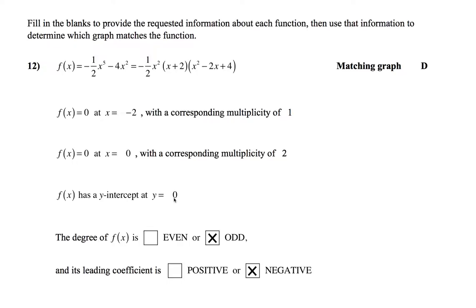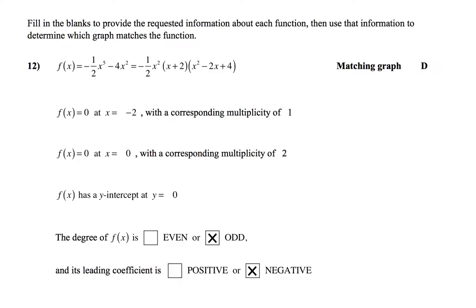Now, is the degree of the function even or odd? Well, to find that out, we look at the highest degree or leading term. It's 5, and 5 is an odd number, so put an X or a check in this box to indicate that the degree is odd. Finally, its leading coefficient is either positive or negative, and the highest powered term in the polynomial is the leading term, and its coefficient is the number in front, and that number is negative 1/2, so the leading coefficient is negative.